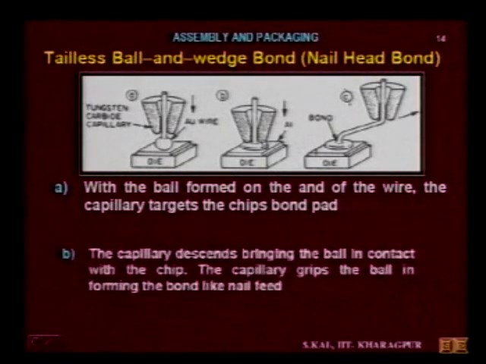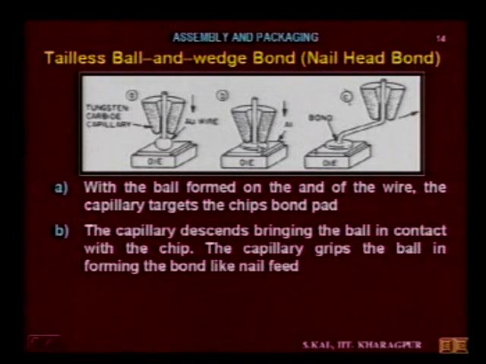Then the capillary descends, bringing this ball in contact with the chip. The capillary grips the ball in forming the bond like a nail head. This is the nail head, you can say. So, after the ball is brought just under the die, now we put some pressure. With the pressure, a head is formed. This looks like a nail head.